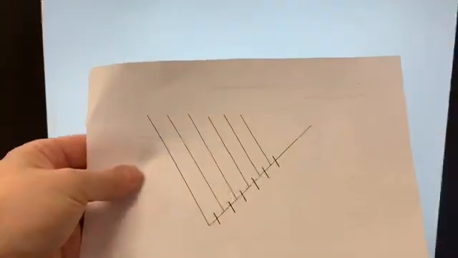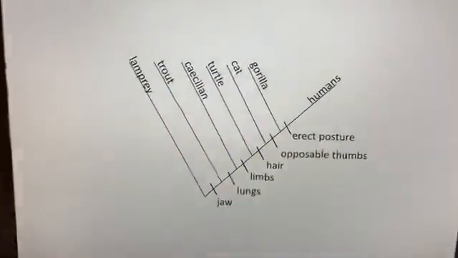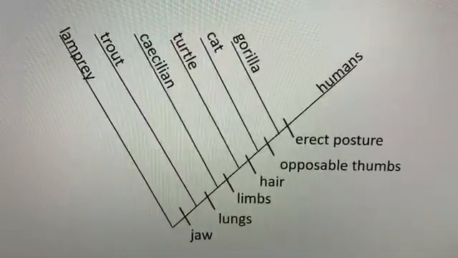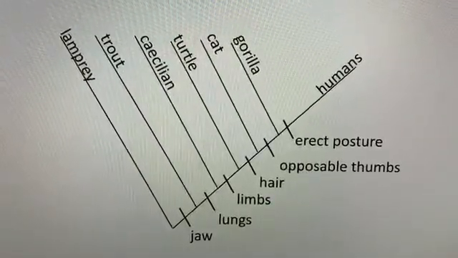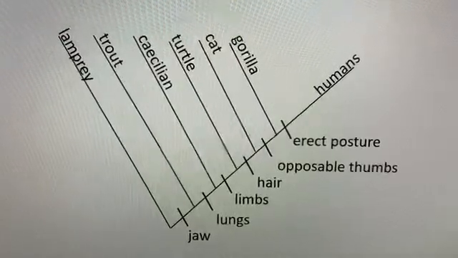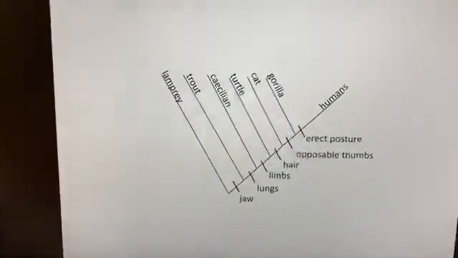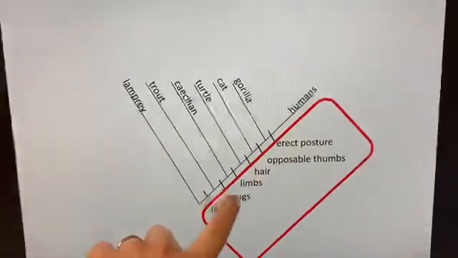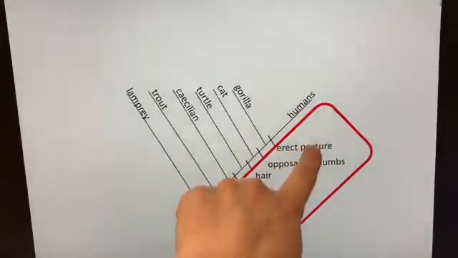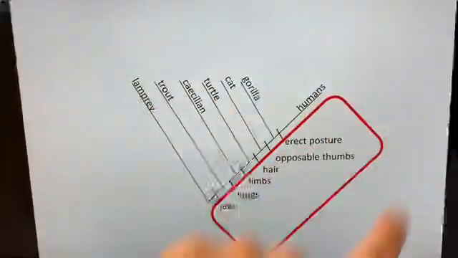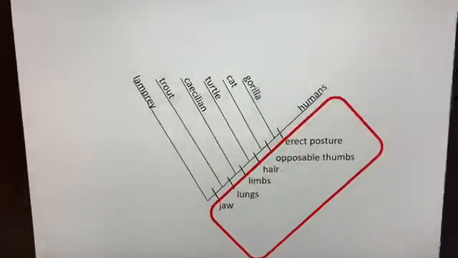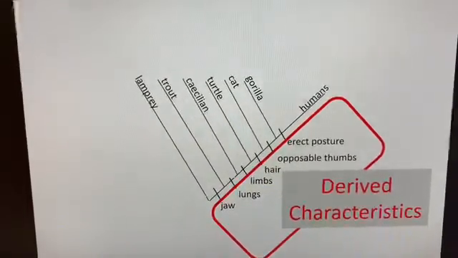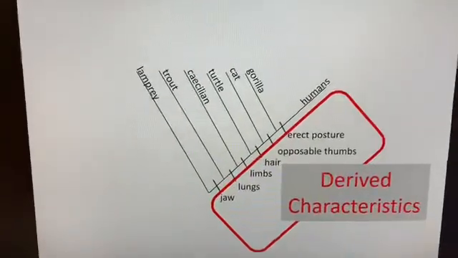Take a moment. Make sure you have that all filled in. Pause if you need to. Okay, moving on. So these things right here, the jaws, the lungs, the limbs, the hair, the opposable thumbs, the erect posture, with a highlight color, circle that, or highlight it, and write derived characteristics. Those are the derived characteristics, and you need to know that word because it could show up on the test.